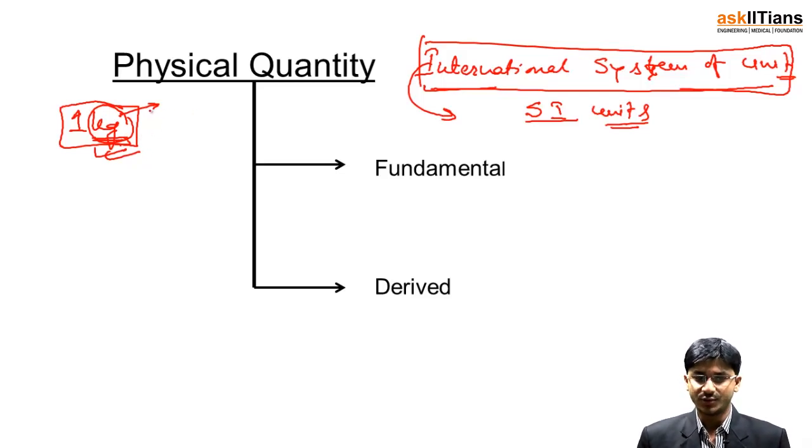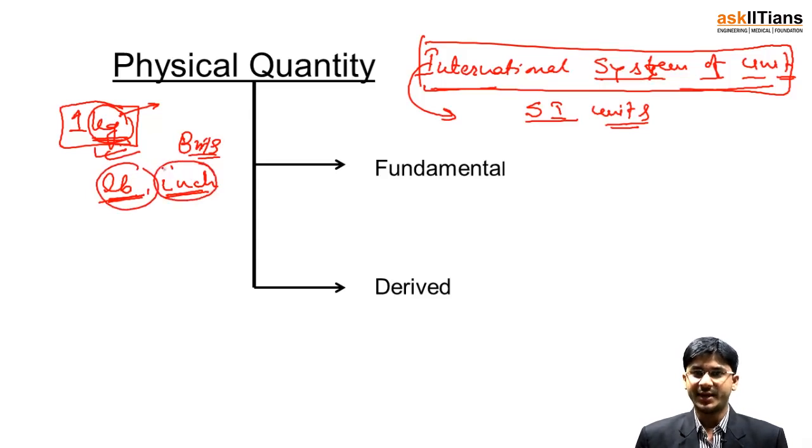Because earlier, as we know, we had many different systems of units that were followed by people in their respective localities, in their respective countries. Like you must have heard of pound, you must have heard of inch. These were the units that were used by the Britishers. The Brits used them for their own measurements. So they were non-standard.